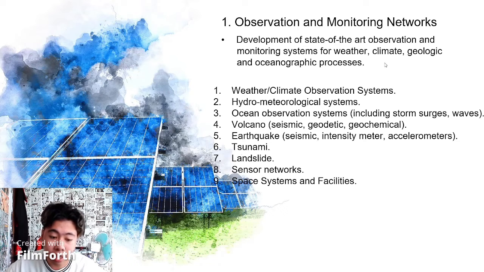Basic weather observation instruments include thermometers, rain gauges, barometers, and anemometers, which are wind speed meters. Examples of more sophisticated equipment are wind profilers, weather balloons, Doppler radar, and satellites, even with the highly technical equipment available, human observation. Number 4 is volcano, seismic, and geochemical.